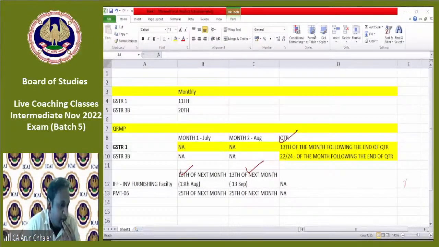Because of the IFF, the recipient need not wait for claiming the ITC. Swami is absolutely correct. Month 1 and month 2 of every quarter, yes. Kindly all are requested to confirm. Is it clear? If you have any doubt, please ask.